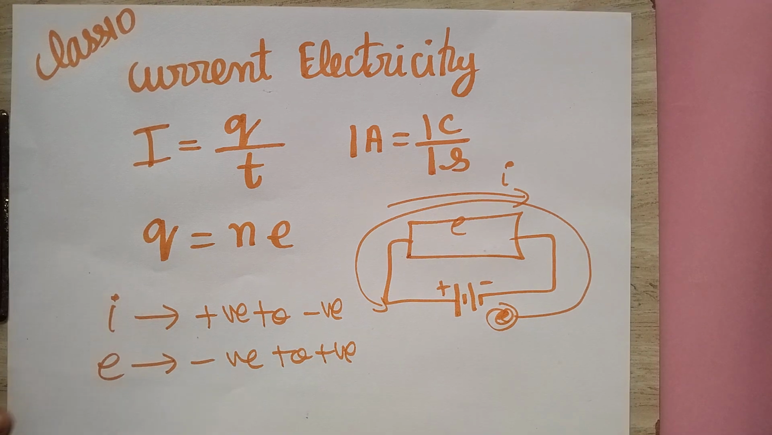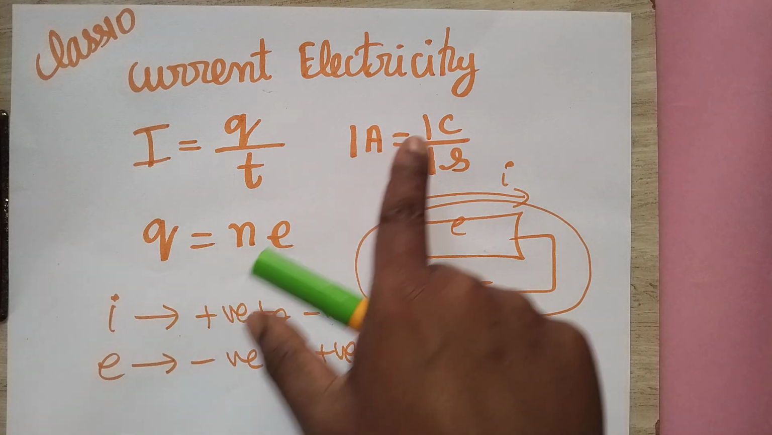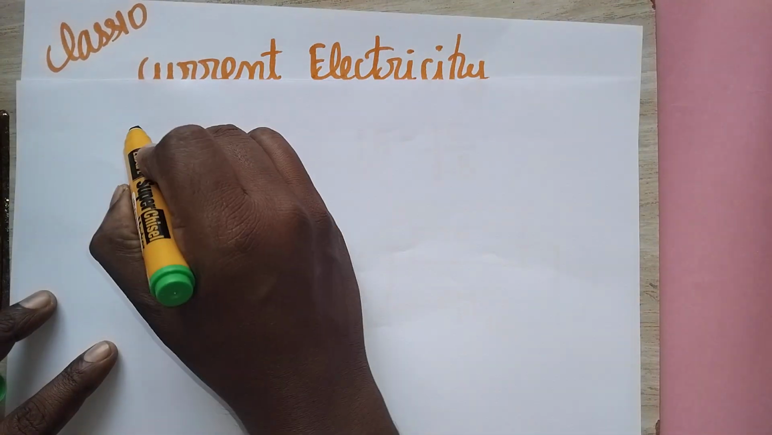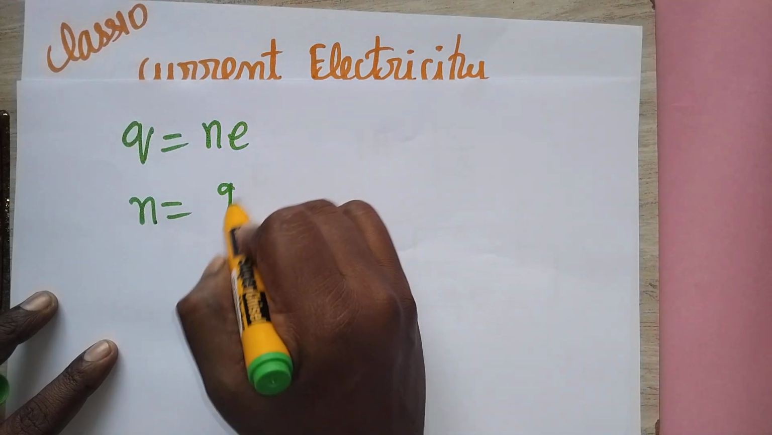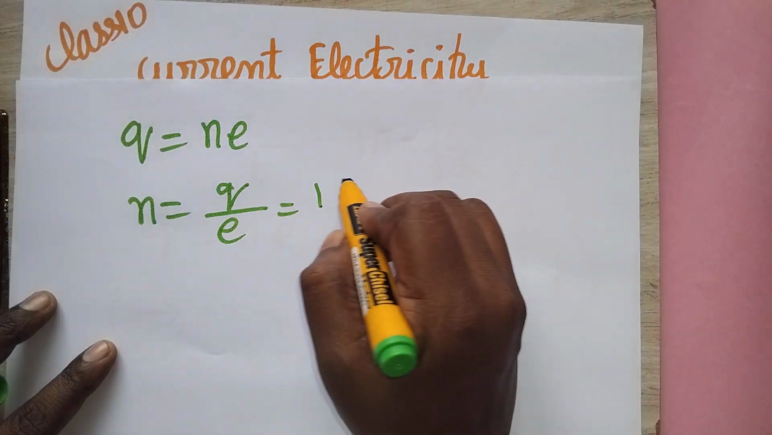So the next question, how many electrons are flowing? There are n number of electrons. When the ammeter reads 1 coulomb, how many electrons are flowing? So Q is equal to Ne, therefore N is equal to Q divided by e. Q is how much? 1 coulomb.